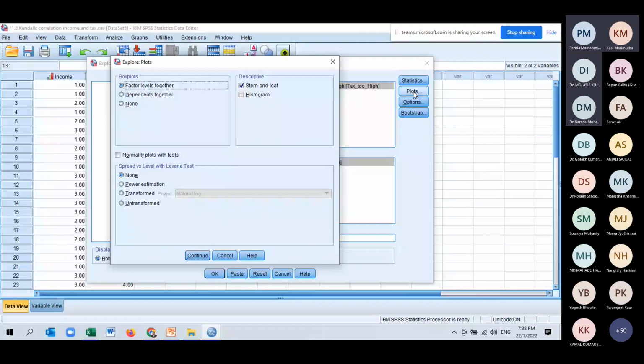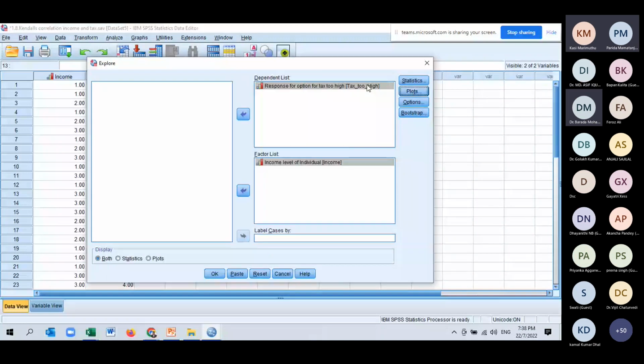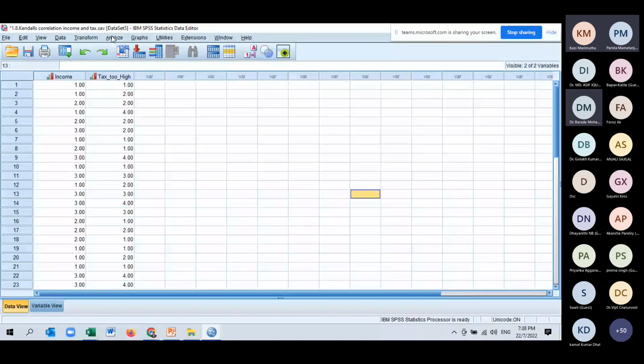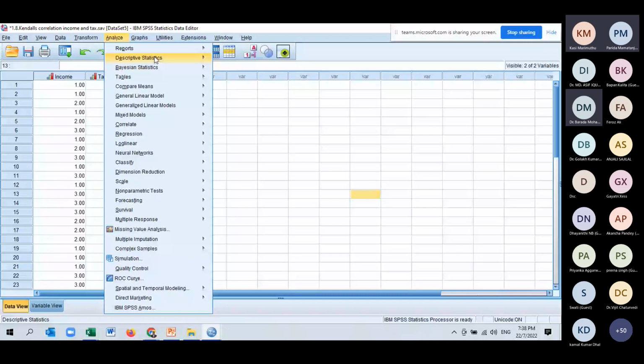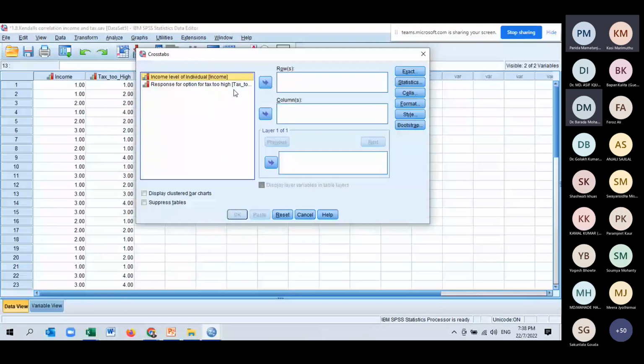Sorry, ma'am. Not this approach, I made a mistake. The normality test is... no, this is not the approach. We have to go for cross tabulation. Go to analyze, descriptive statistics, cross tabulation, not explore. In that, you can transfer income to the row, and the response to the column.